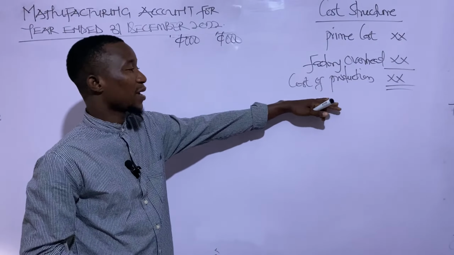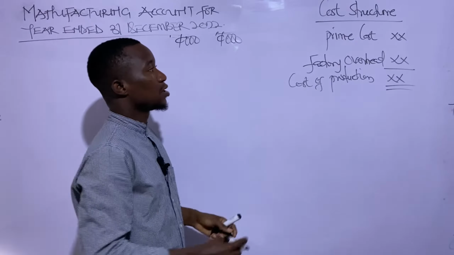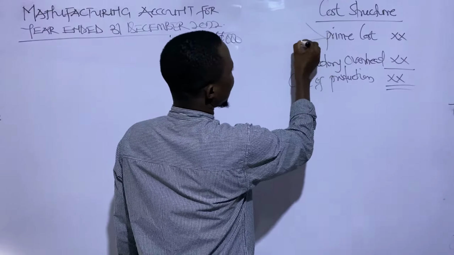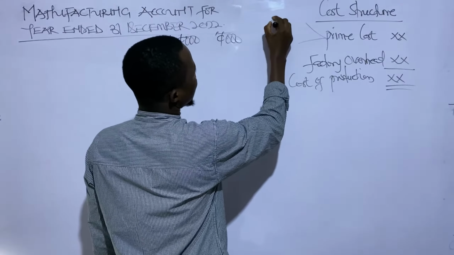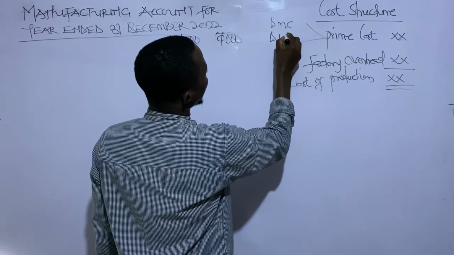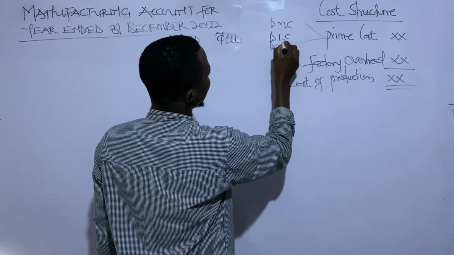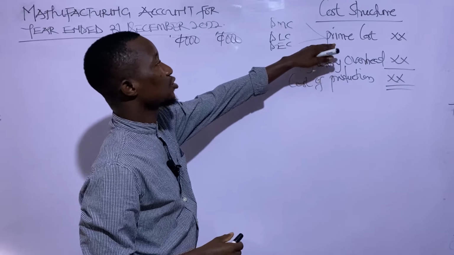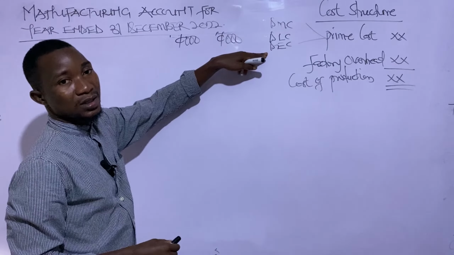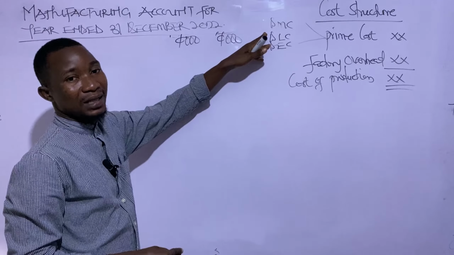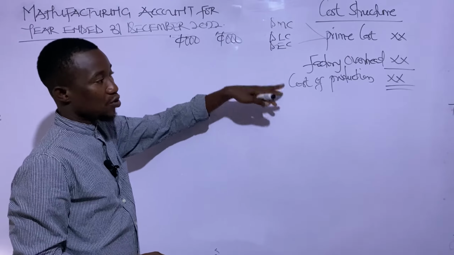This is what we are looking for. This is what we prepare the manufacturing account to ascertain. So these two components are very key. This prime cost has to do with direct material cost, direct labor cost, and direct expenses cost. So the prime cost has to do with the summation of these three elements. These three elements are the expenses that can be directly traced to the product made.